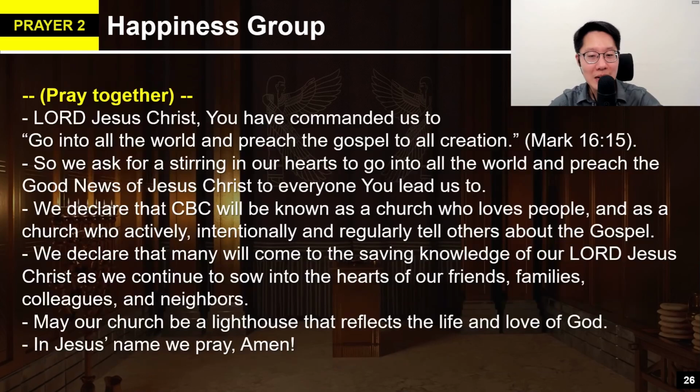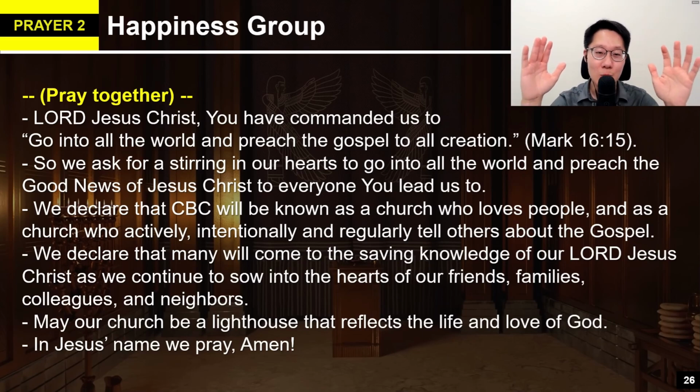We're going to pray this in one voice, verbally, out loud. So let's pray together on the count of 3, 2, 1. Lord Jesus Christ, you have commanded us to go into all the world and preach the gospel to all creation. So we ask for a stirring in our hearts to go into all the world and preach the good news of Jesus Christ to everyone you lead us to.